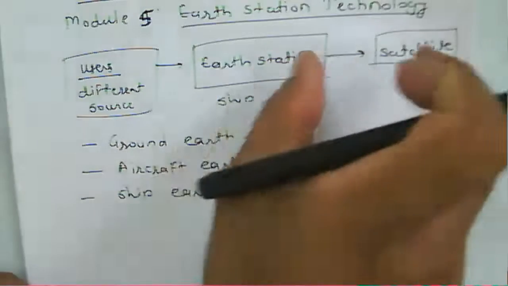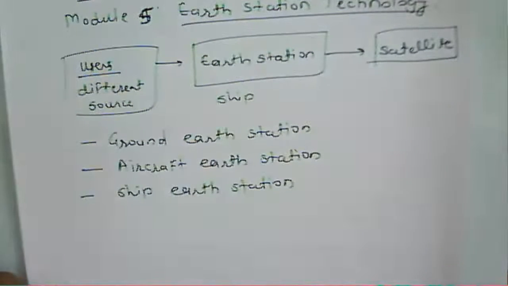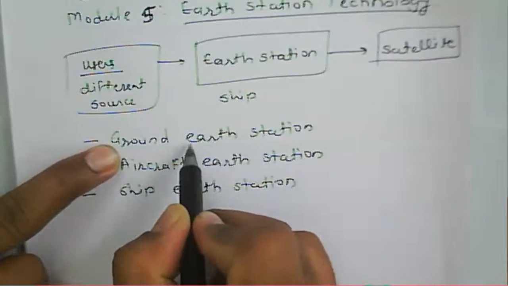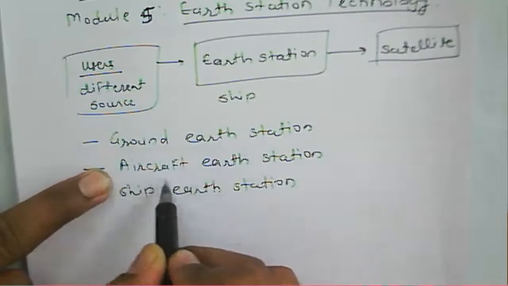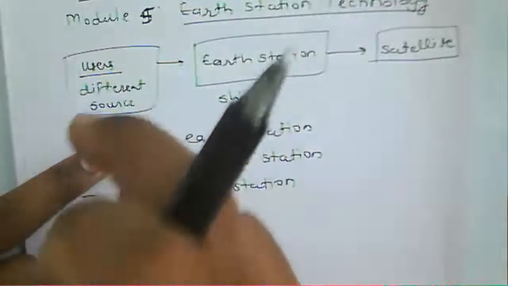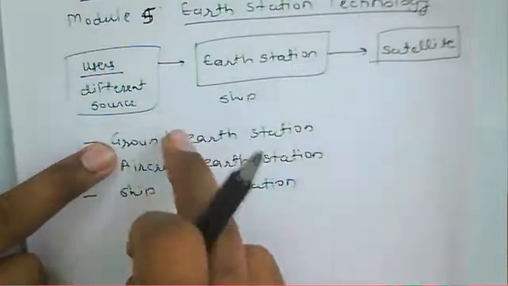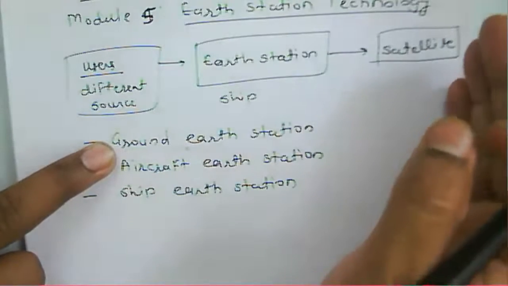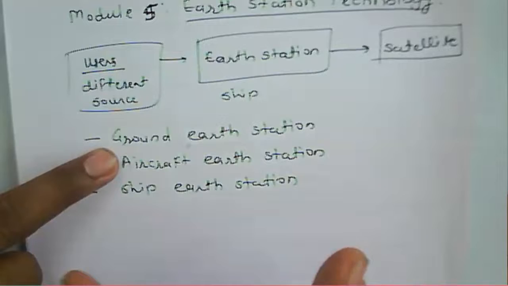So then processing will take place at both ends, and then we can say that the earth station is on the ground, on an aircraft or on a ship. That is, a station categorized based on the placement or the location of the earth station.